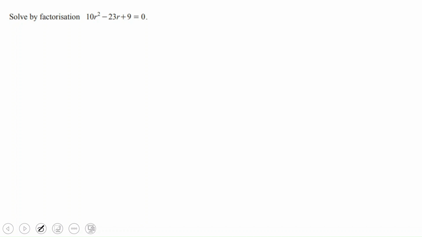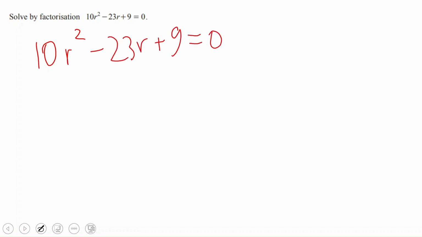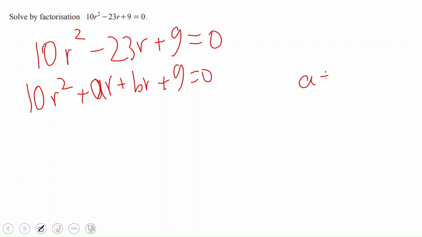Now over here, this is a much more complicated one, I guess. So this is going to be 10r squared minus 23r plus 9 is equal to 0. This specifically says solve by factorization. If it did not say that, then we could simply use the completing the square method, which would be a bit harder. We can just use the quadratic formula, which is the easiest of the lot. So let's start solving this. I'm going to say that this is nothing but 10r squared minus Ar plus Br plus 9 is equal to 0, and A plus B is equal to minus 23, and A into B is equal to 90.